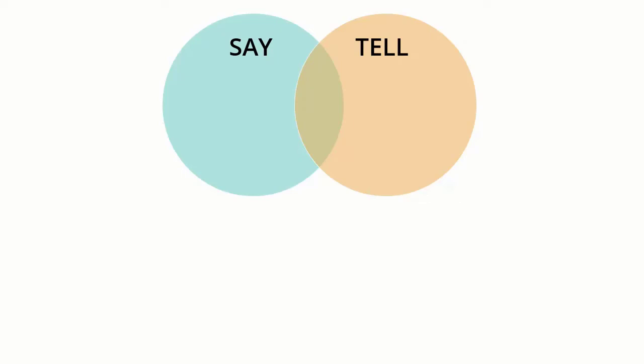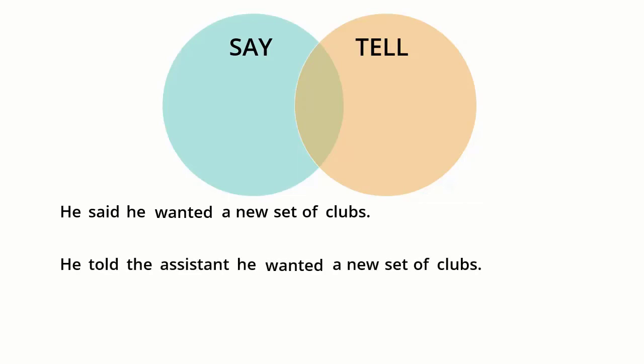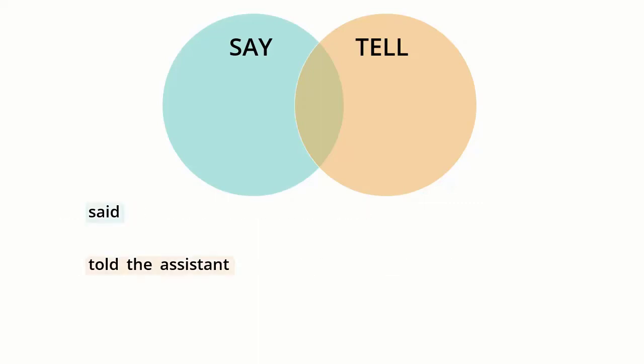He said he wanted a new set of clubs. He told the assistant he wanted a new set of clubs. Let's isolate all that's the same from the two examples and see what's left. Now you can see it. The object exists after tell, but it is absent after say. We don't add an object after say because it isn't directed at any one specific.